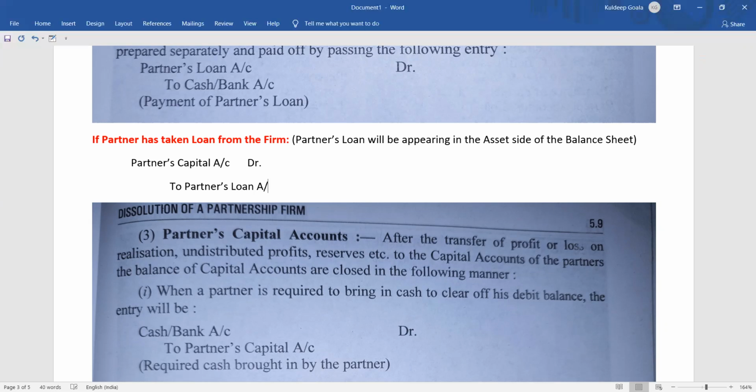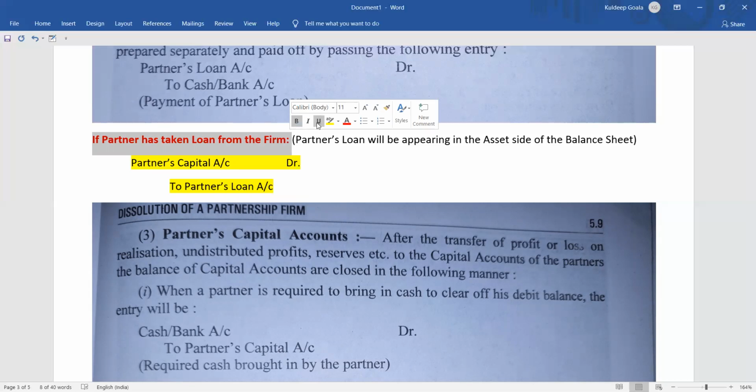Partners capital debit. So partners capital account debit to partners loan account, the amount of money whatever it is. So please remember this entry nicely. Partners capital account debit to partners loan account if the partner has taken loan from the firm.